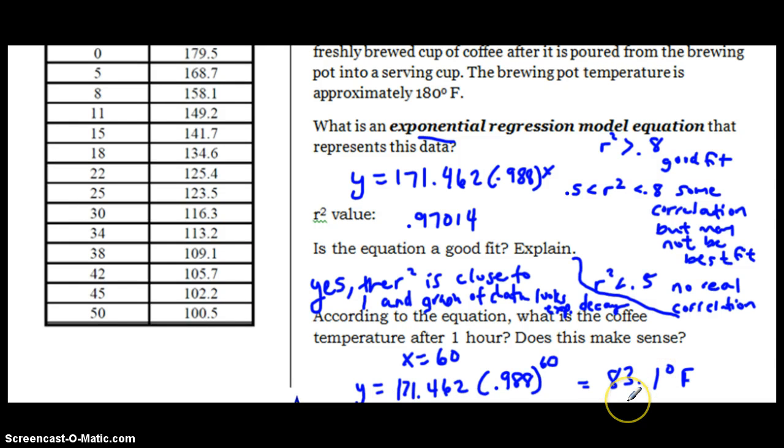Okay, so you should have gotten 83.1 degrees Fahrenheit. And yes, this does make sense. 10 minutes later, it would most likely cool farther down, so it does make sense.